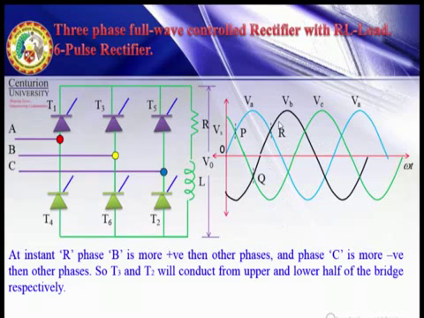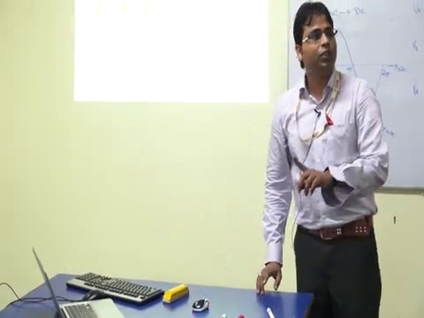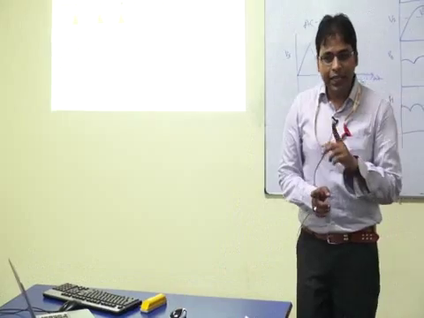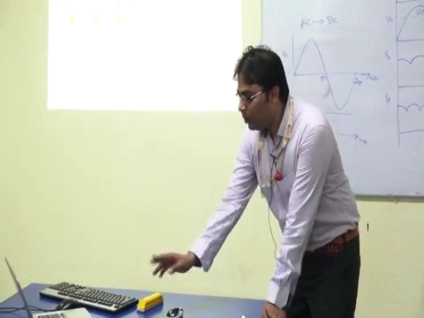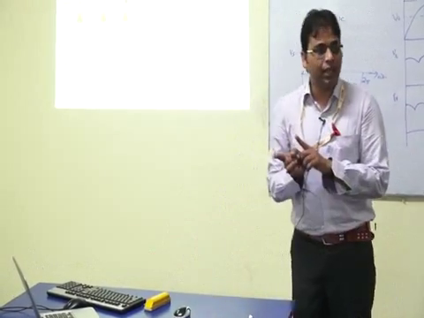T3 and T2, right. T3 and T2. From phase B, T3 will conduct. From phase C, T2 will conduct. Means T2 is already conducting. From instant Q, it will continue its conduction.